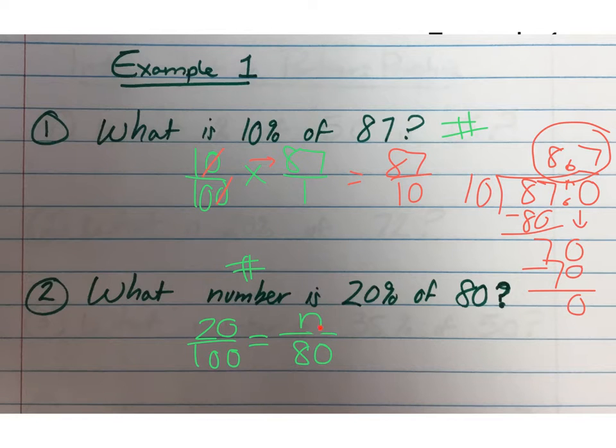I want to do the opposite of whatever's on the same side as n, dividing by 80. So I'm going to multiply both sides by 80. This cancels out on this side, so it's just n. When you divide and multiply by 80, it cancels out. But over here, let's see if we can simplify. I can simplify this way. I can simplify this way. And I'm done simplifying, so I just want to know what 8 times 2 is. That's 16. Did I find my answer? Yes, I want a number. What is 20% of 80? 16.